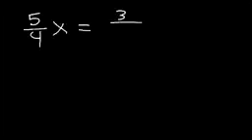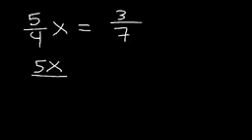Now, how would you solve this one? 5 over 4x is equal to 3 over 7. 5 over 4 times x is the same as 5x over 4. You can view x as x over 1. The right side is going to stay the same.